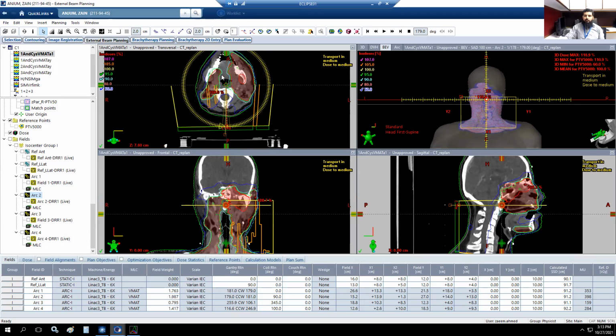So if we introduce more arcs, you are also giving the algorithm freedom for generating the fluence. So it will be helpful regarding the coverage and regarding the OARs.